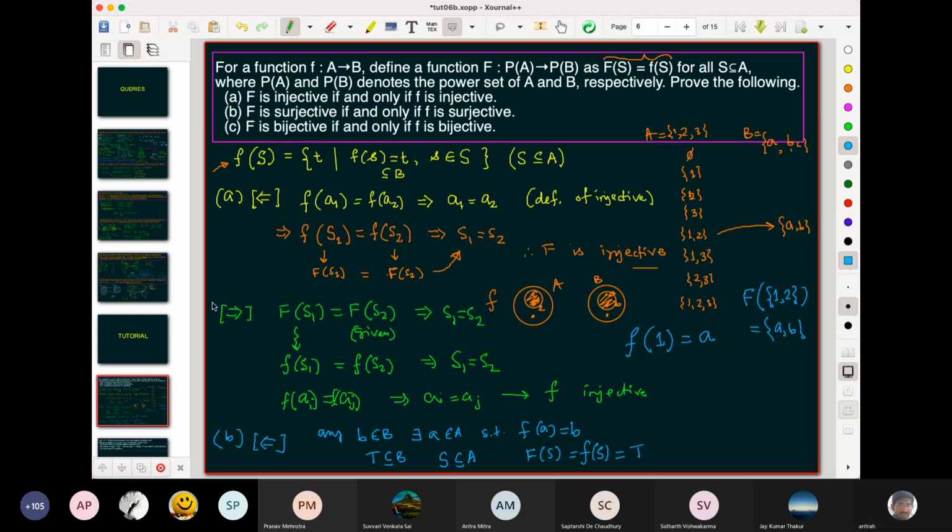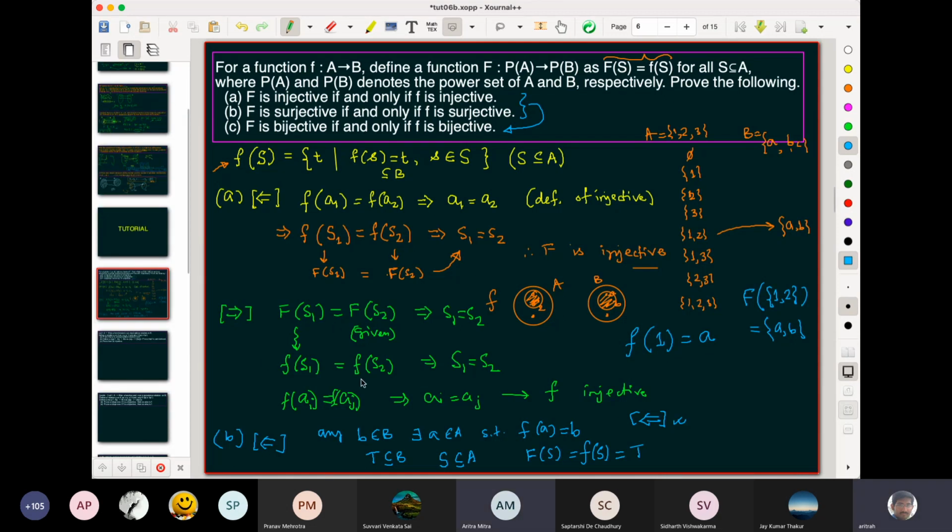Okay, sir. So bijective is just this. If you can prove these two, this is just a follow-up of this. I am not doing this side; this side you do. This is just a warm-up. Okay, everybody?